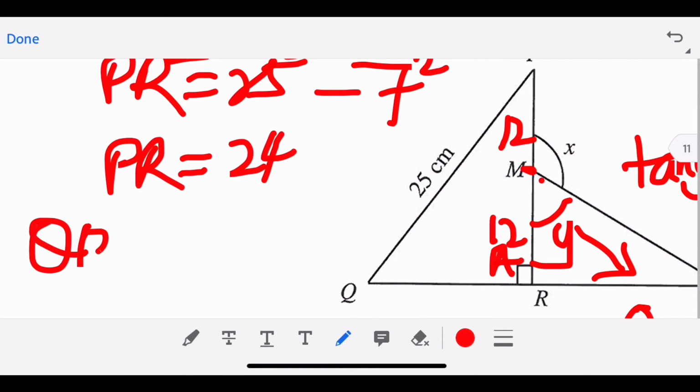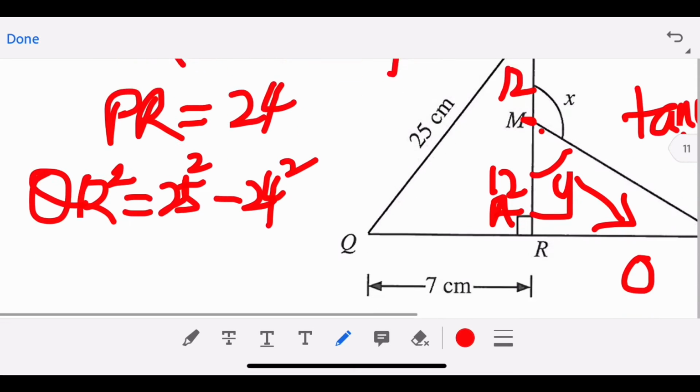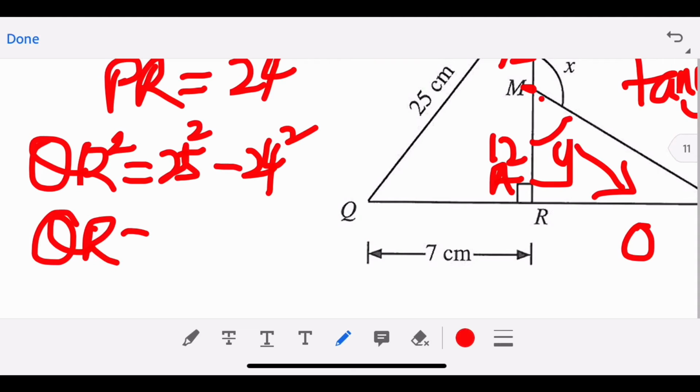So for tangent y, we have to use Pythagoras theorem again to find the length of QR, right? The length of QR can be found because the measurement is 25 squared minus 24 squared, and then you have to square root your answer. So the QR's length obtained by using Pythagoras theorem is 7.